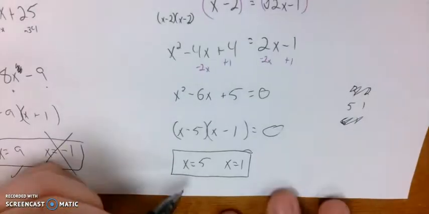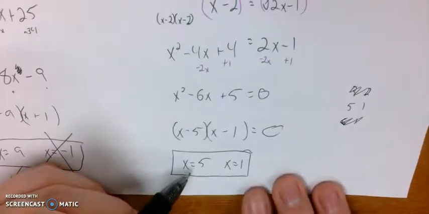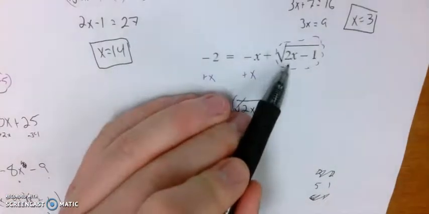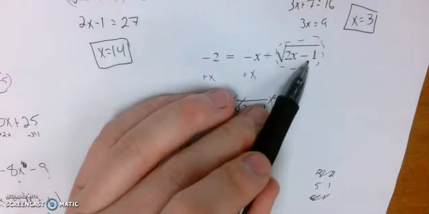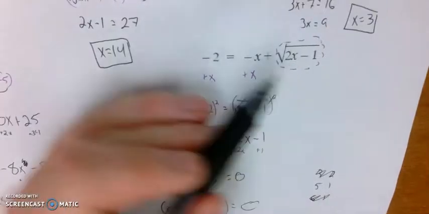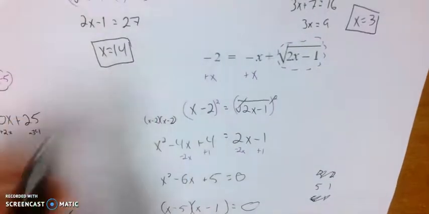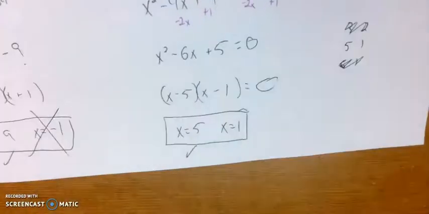Let's check. I'm going to plug in 5 for x. 2 times 5 is 10, minus 1 is 9. Square root of 9 is 3. Negative 5 plus 3, yes, that's negative 2. So 5 works.